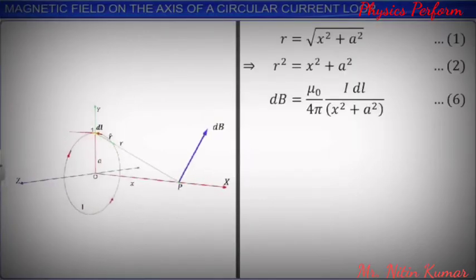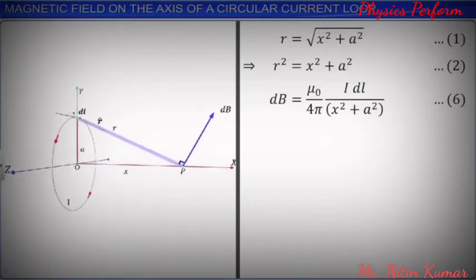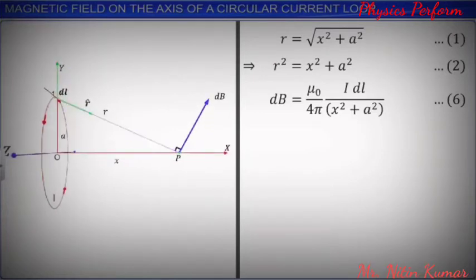The magnetic field induction dB at the point P is perpendicular to the plane containing dl and r, and its direction is given by the right-hand thumb rule. We now resolve this magnetic induction at P into two components. One along the x-axis, represented as dBx, and the other perpendicular to the x-axis in the YZ plane, called the normal component of the magnetic induction, represented as dBy.